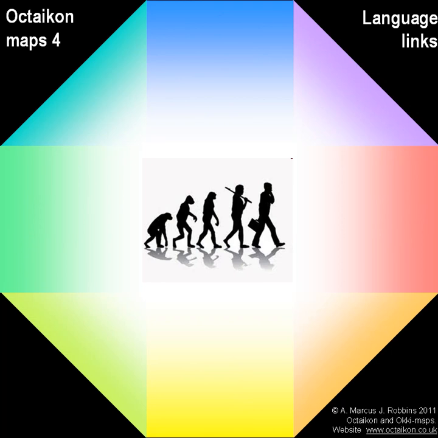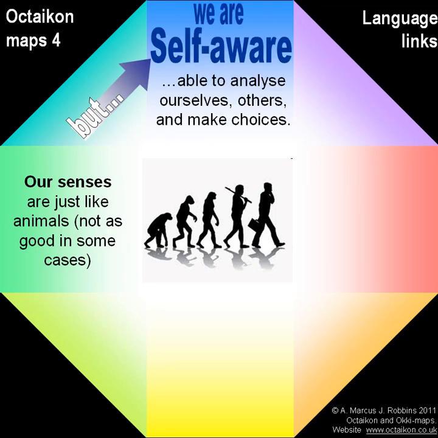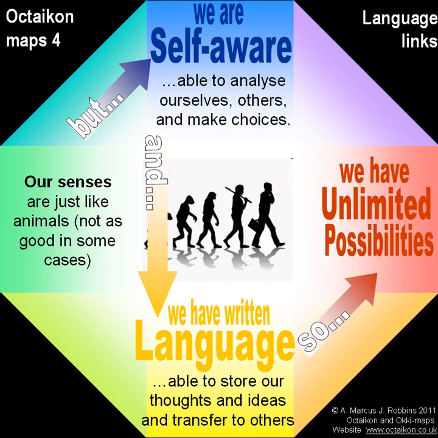With regard to our senses, we are just like animals, although not as good as some. But when it comes to our mind, it seems that we humans are unique in being self-aware. Not only that, we have the ability to write languages and can store our thoughts and ideas and transfer them to others, which gives us potentially unlimited possibilities. All this seems to have happened very suddenly and not so long ago, over millennia rather than millions of years. How are we to explain this?